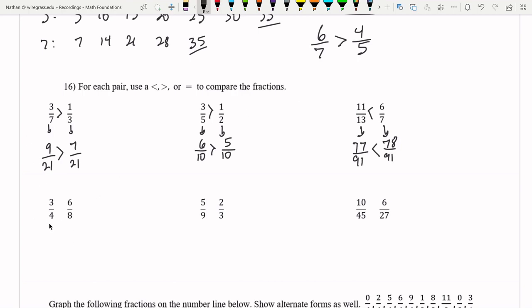Okay, the common multiple here, well, 4 times 2 is 8. So 8 is the least common multiple. So 3 times 2 is 6. 4 times 2 is 8. Of course, this one stays the same. And these are equal fractions.